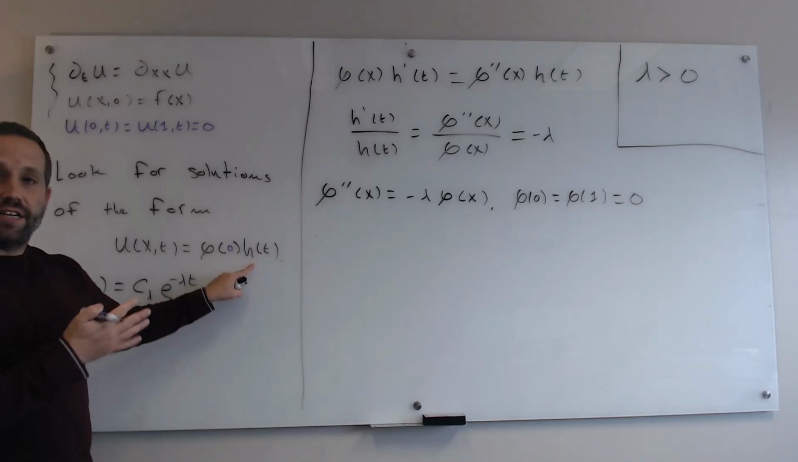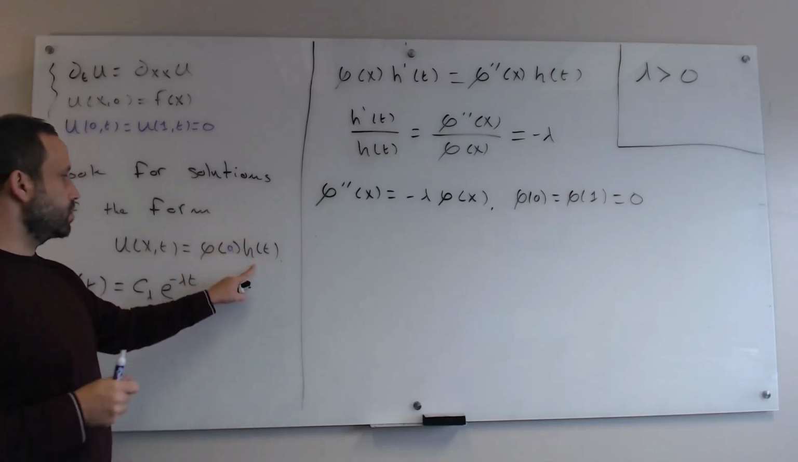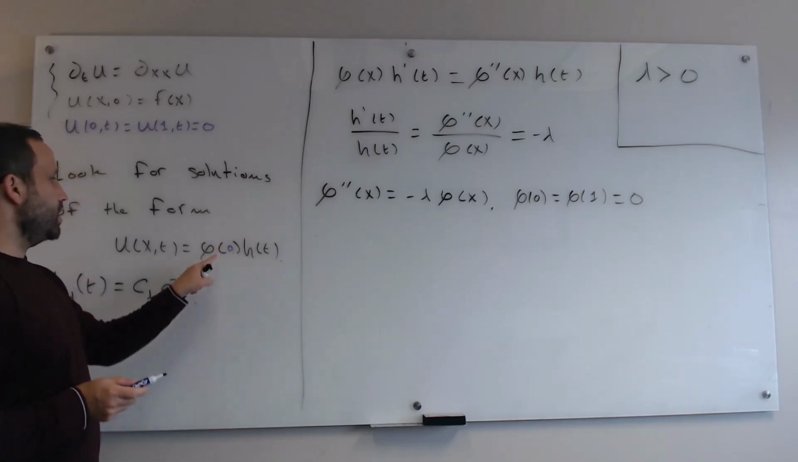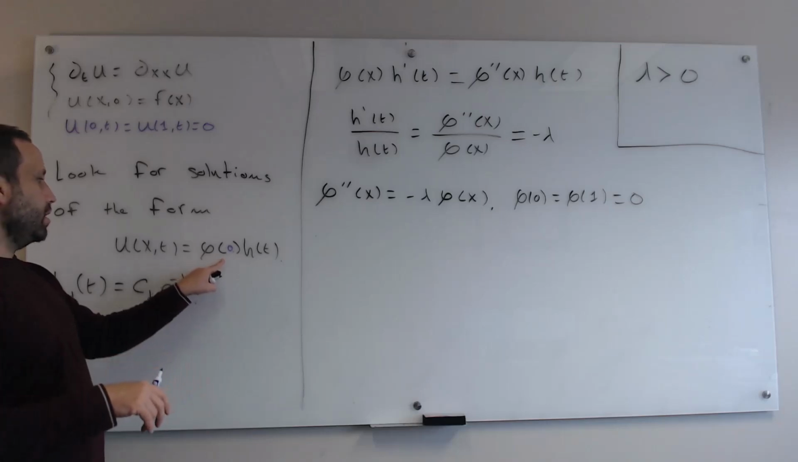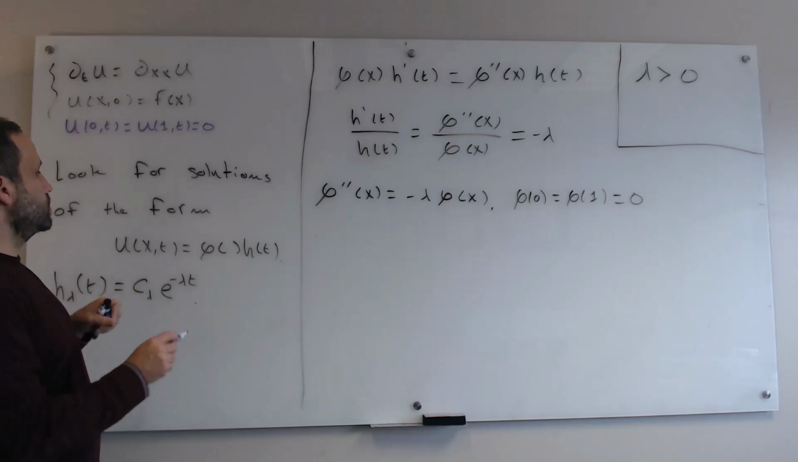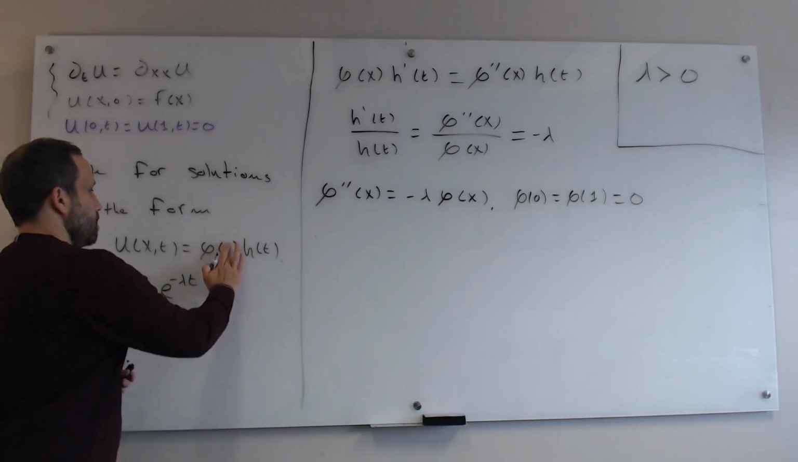I mean, if h of t is identically equal to 0, we don't care about the solution that's identically equal to 0. So if h of t is not equal to 0 for all values of t, this means that phi of 0 has to be equal to 0. And similarly, u of 1,t is equal to 0. So if I plug in a 1 there, this means phi of 1 has to be equal to 0.